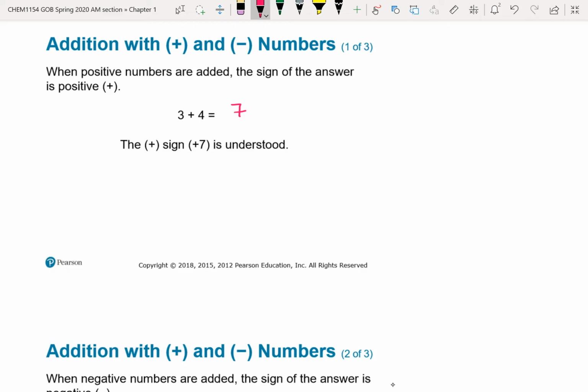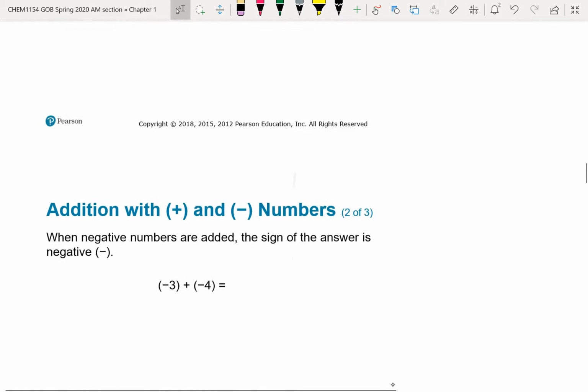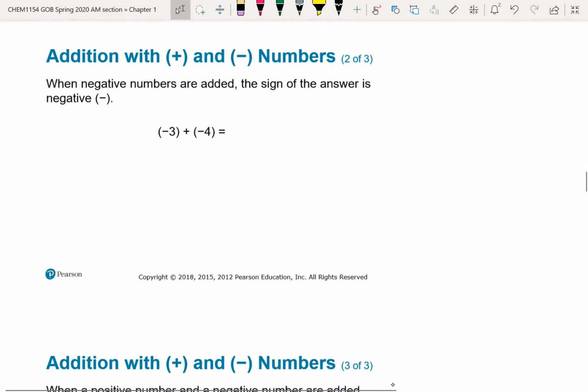It becomes trickier when we're adding together two numbers that both have a negative sign. So negative 3 plus negative 4 is going to be equal to what? Negative 7. So you have minus 3 and you take away 4 from that, and you're going to end up with negative 7 as the answer. So the answer there has a negative sign.